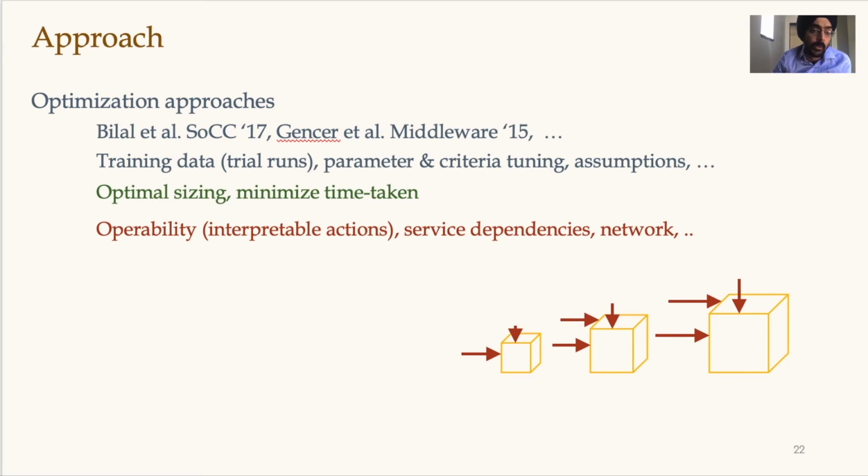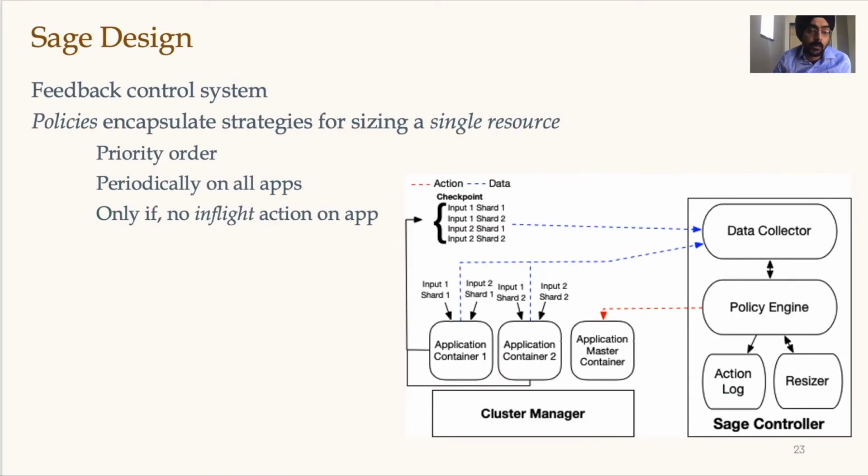So what do we do? What we do here is we take an approach that is sort of midway between the two and design a new controller or a new control system called Sage. Sage is simply a feedback-based control system but incorporates strategies for sizing resources into policies. Each policy is responsible for sizing a single resource, and policies are organized in a priority order.